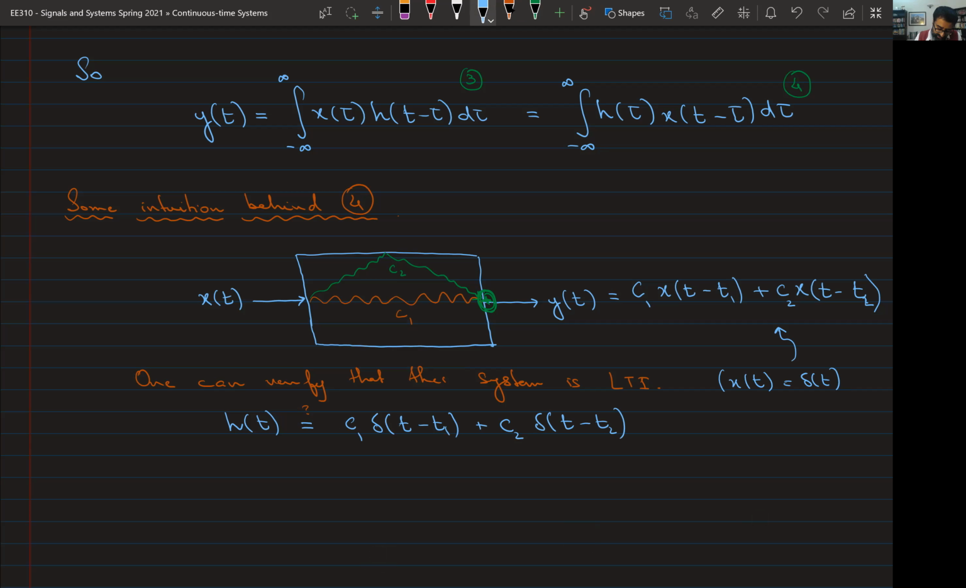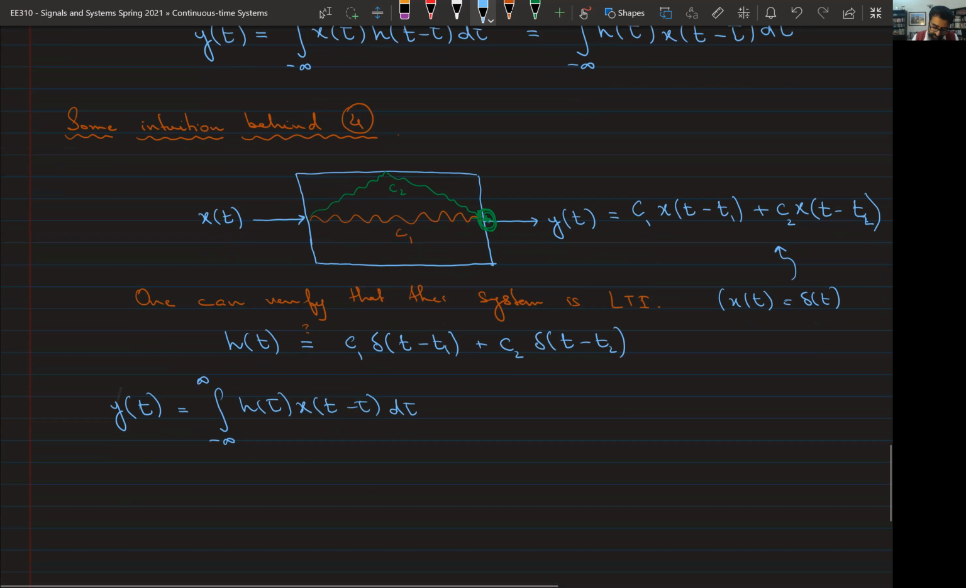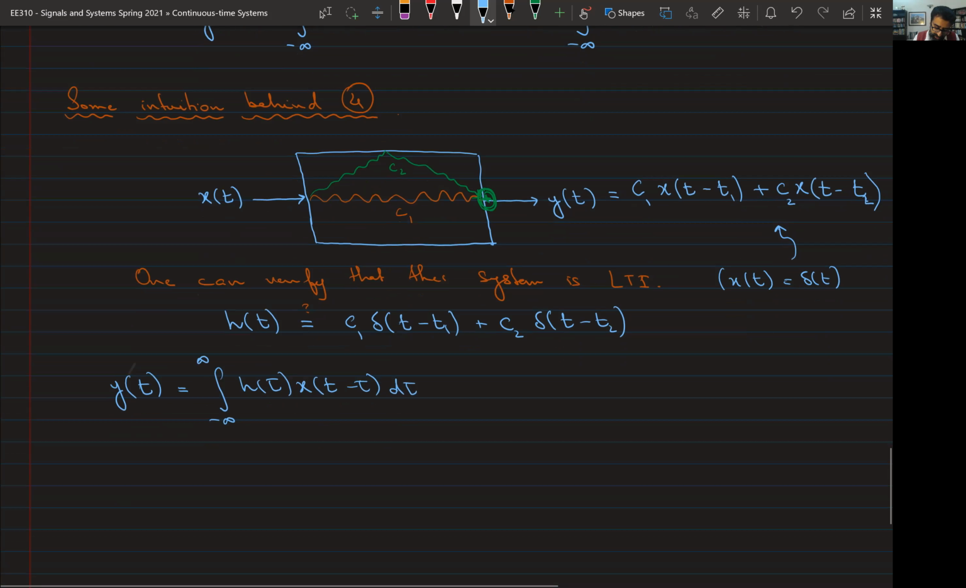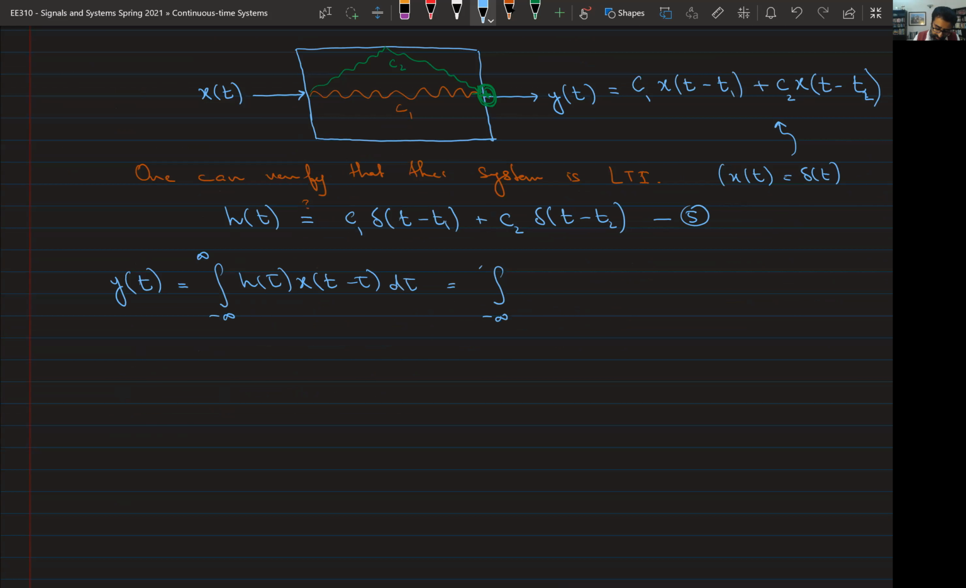Let me now try to verify this. y(t) is the integral from minus infinity to plus infinity of h(tau) x(t minus tau) d tau. I just want to see whether this expression is correct or not. So all I'm going to do is replace h(tau) with equation 5. So this is the integral from minus infinity to plus infinity of c1 delta(tau minus t1) plus c2 delta(tau minus t2), times x(t minus tau) d tau, with a bracket around the sum.